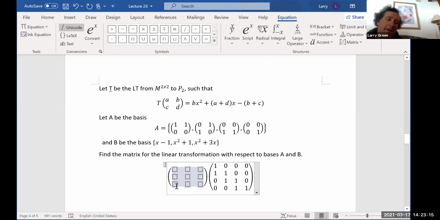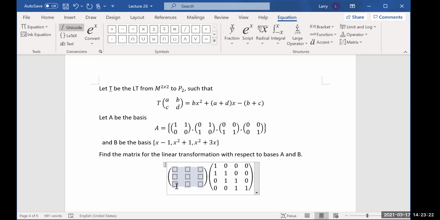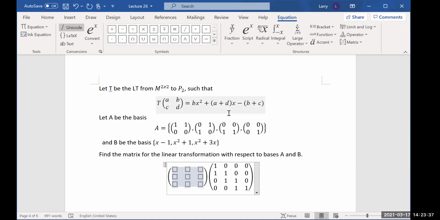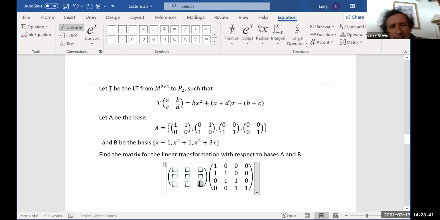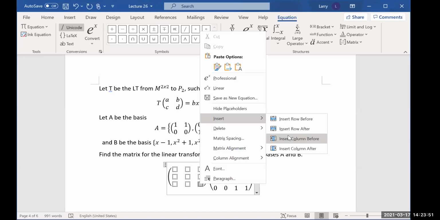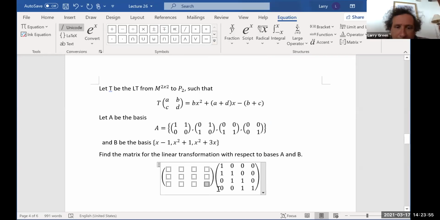What are the dimensions of the matrix for T? They're not 3 by 3, by the way. 4 by 4. No, they're not 4 by 4 either. Good try, though. Remember, T goes from M2 by 2 to P2. So it could be 3 by 4. And the reason is, to go from M2 by 2, that means you have to have 4 columns. To end up at P2, that means you have to have 3 rows because the dimension of P2 is 3.